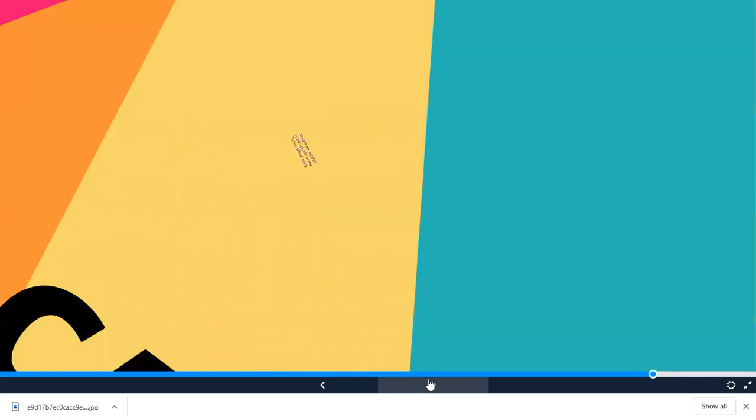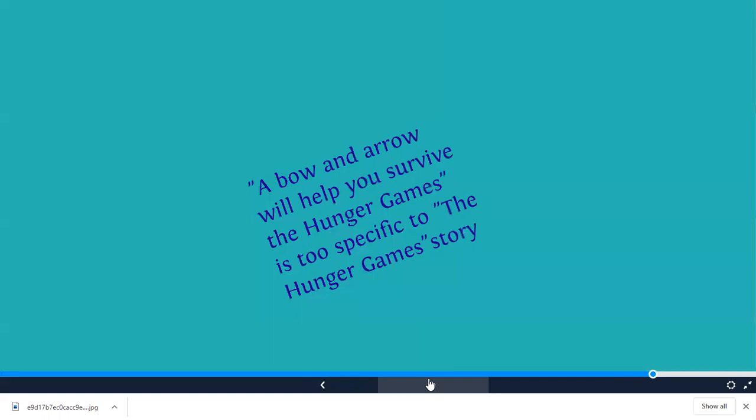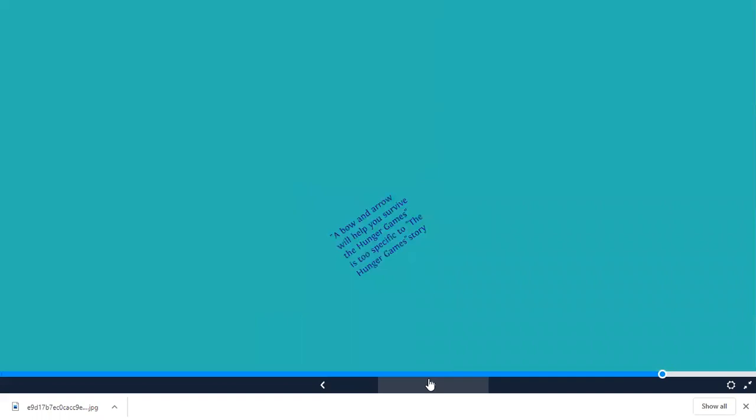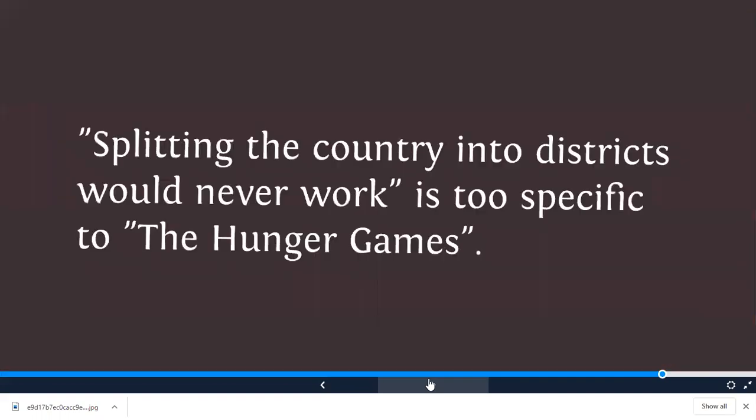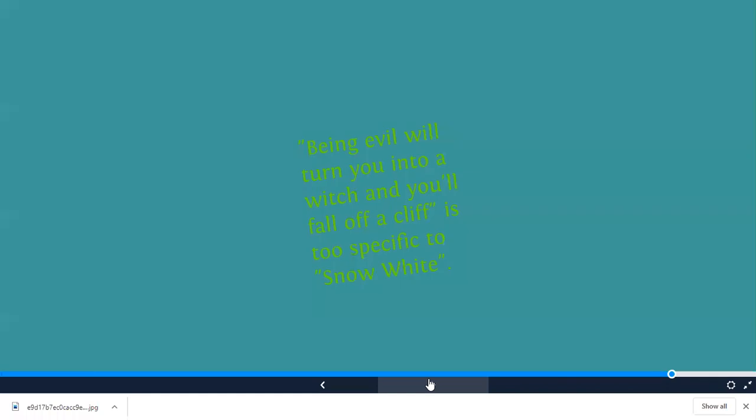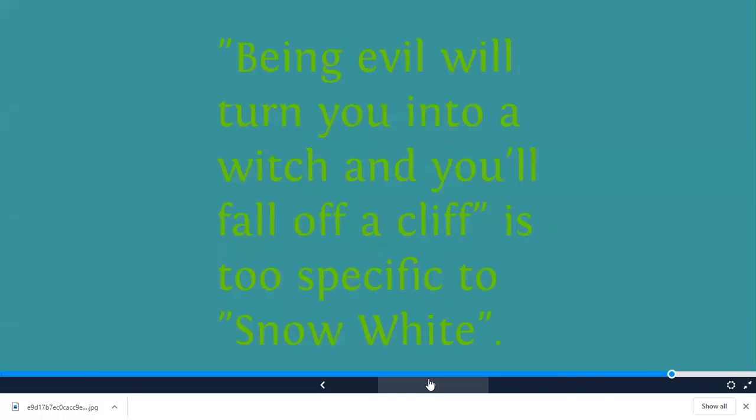See how that was really specific? "The bow and arrow will help you survive the Hunger Games" is too specific for the story. It's not taking details from the story, is basically what they're trying to get at. "Splitting the country into districts would never work" is too specific for the Hunger Games. "Being evil will turn you into a witch and you'll fall off a cliff" is too specific for Snow White.